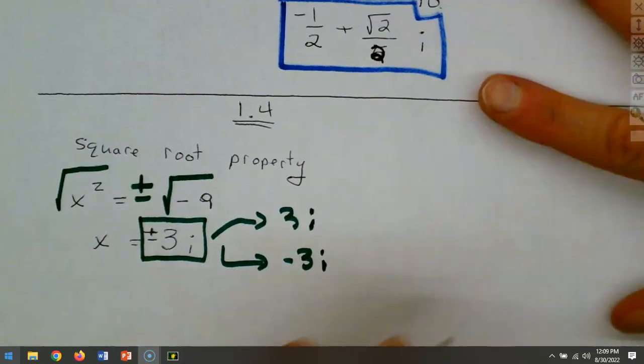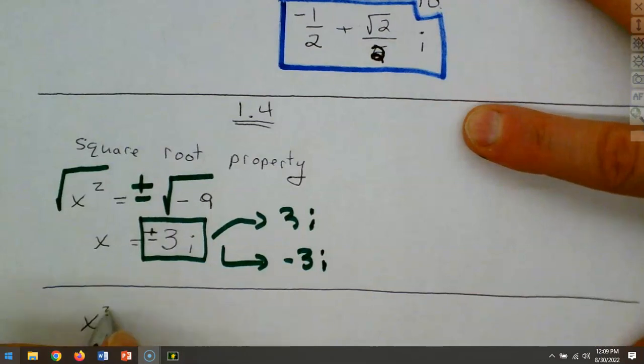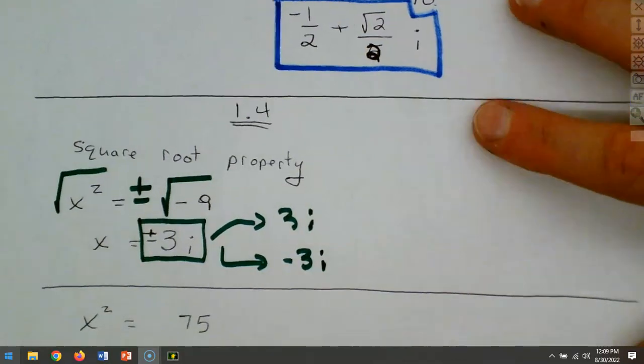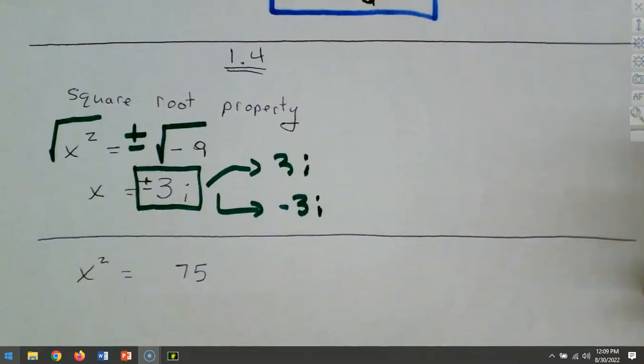Let's try another one. x squared equals 75. Same concept. Now, how do we undo a square? Square root. Whenever we take a square root, we add in a plus or minus.